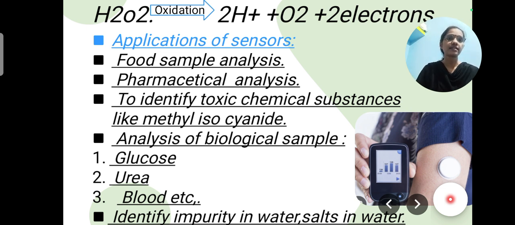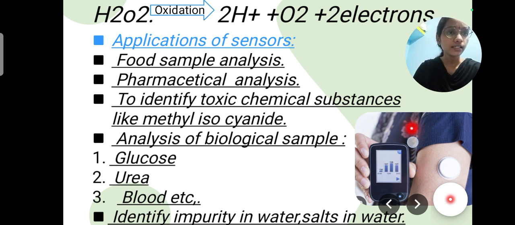Applications of these sensors. We use these sensors in food sample analysis and in analysis to identify toxic chemical substances like methyl isocyanide and carbon monoxide. They are used in the analysis of biological samples. Glucose, urea, the blood sample, etc. are analyzed by these sensors. They also identify impurities present in water, salts, etc.